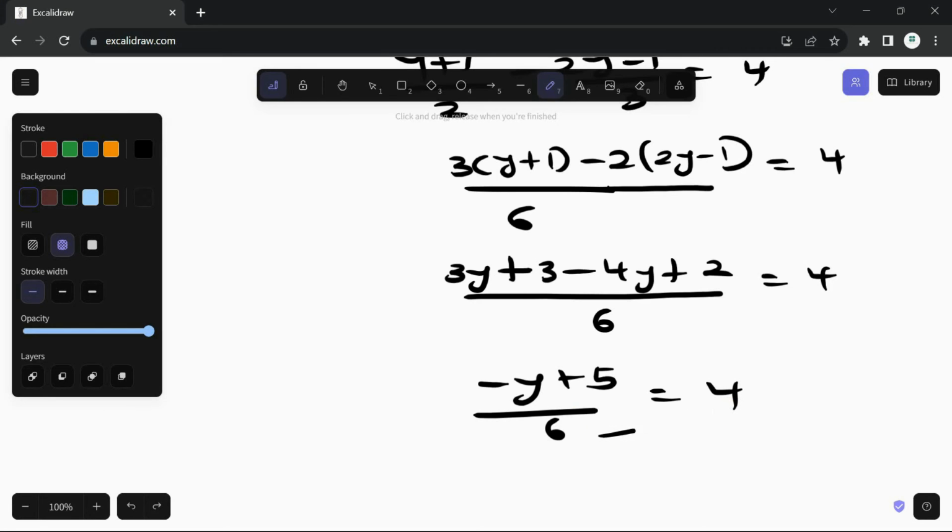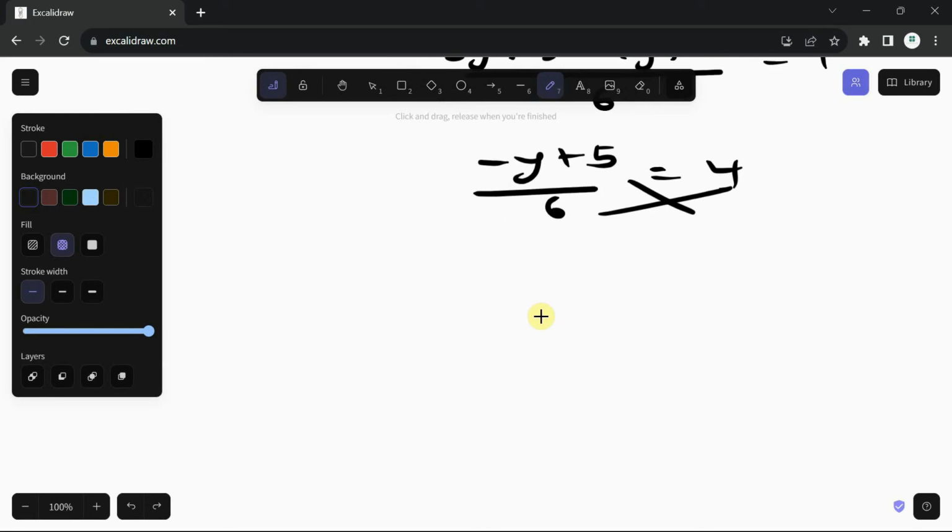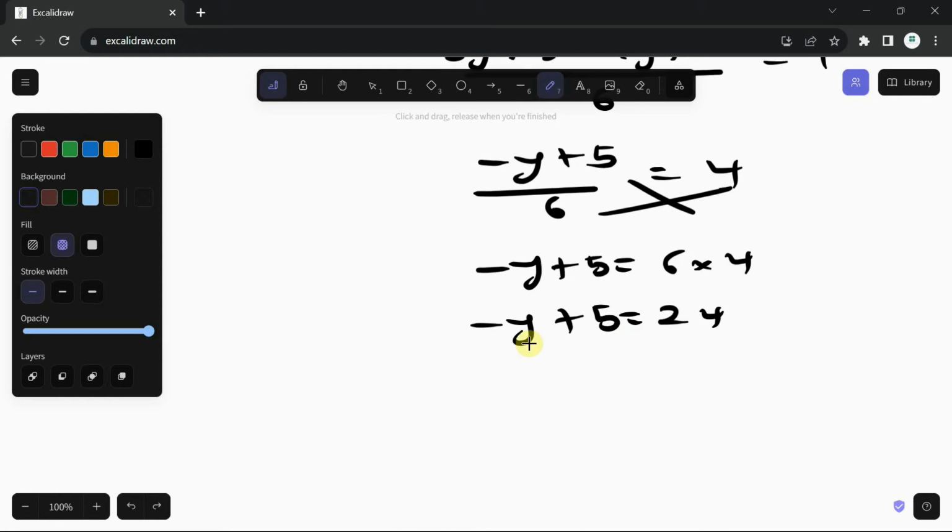Great. So let's cross multiply. So that will be minus y plus 5 is equal to 6 times 4, which is 24. So let's collect like terms. Minus y is equal to 24 minus 5. So minus y is equal to 19, right?